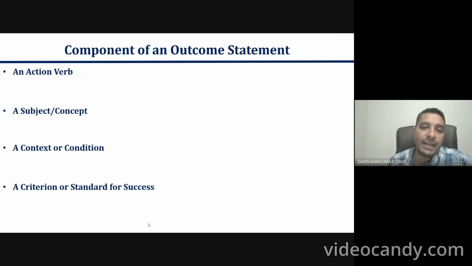The components of an outcome statement. Look, when I say outcome statement, it includes your program outcome, program specific outcomes, your course outcome, unit outcome, and topic outcome. Right? So there are 4 components ideally. Number 1 is an action verb. Number 2 is a subject or concept. There should be a context or condition, and a criteria or standard for the success.